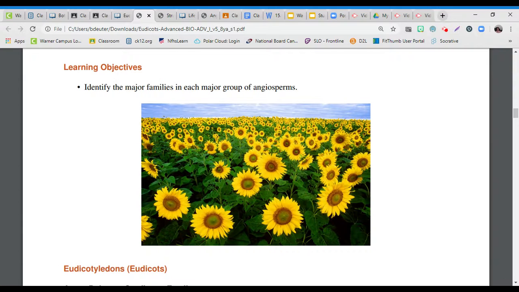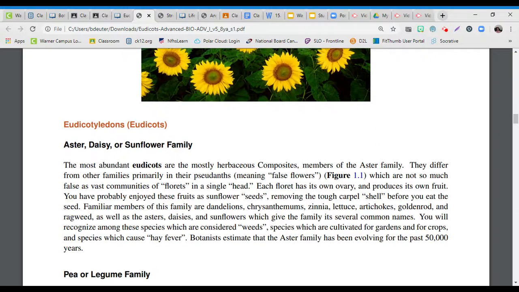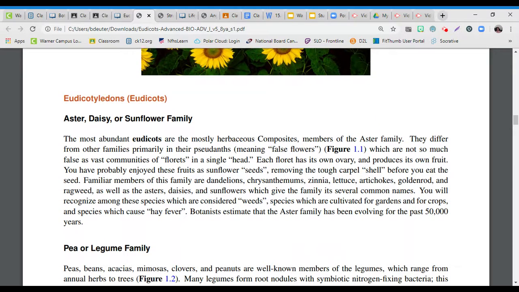If you can remember when we did our seed charts or our seed books, most of your seeds were dicots, and that's very common when we talk about eudicots, also known as dicots. Now remember, they're called dicots because they have two seed leaves that develop at the start.